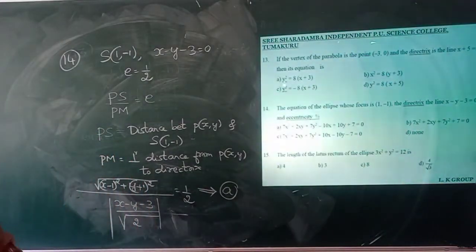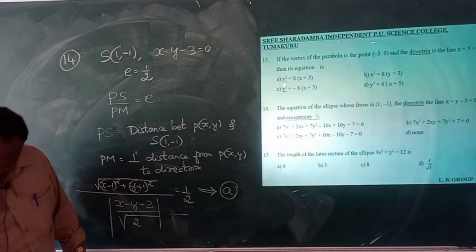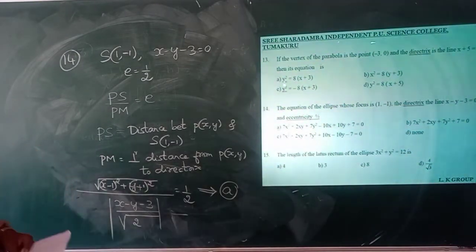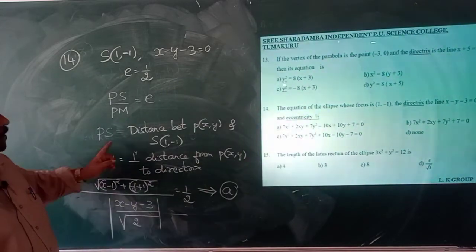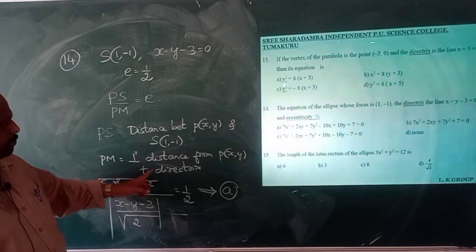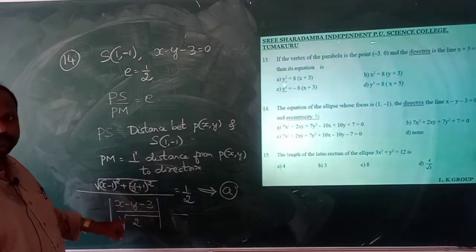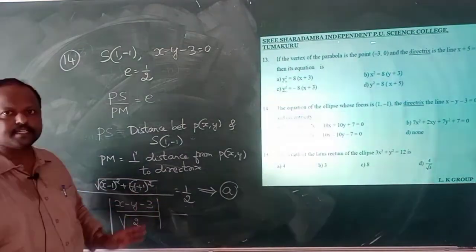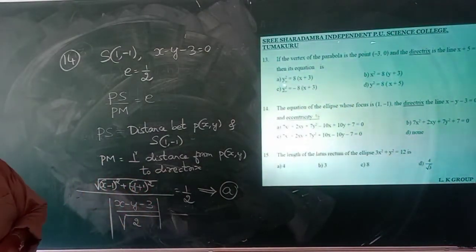And this type of question they will ask in JEE. I will repeat once again. They have given the focus, the directrix, and eccentricity e is equal to 1 by 2. PS is the distance between the point and the focus, PM is the perpendicular distance, with PS by the distance formula and PM the perpendicular distance, then the eccentricity. Cross multiply and simplify, you will get option A.